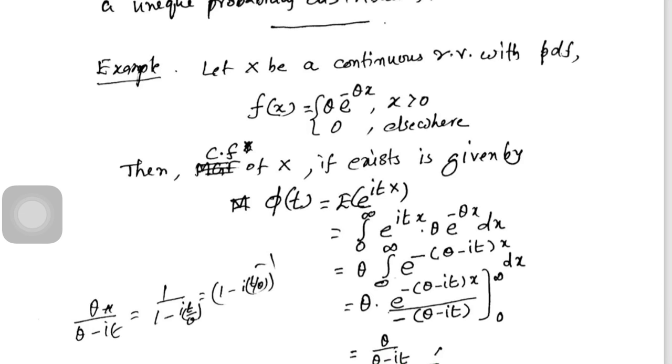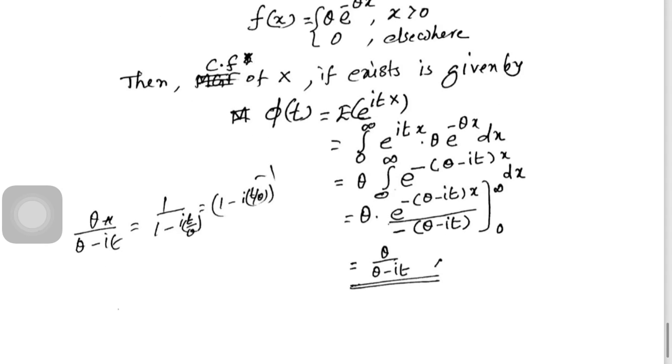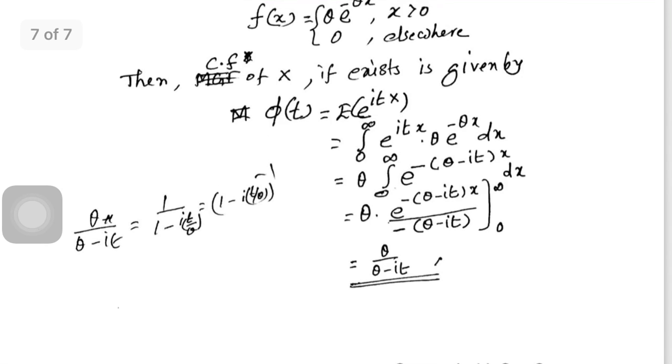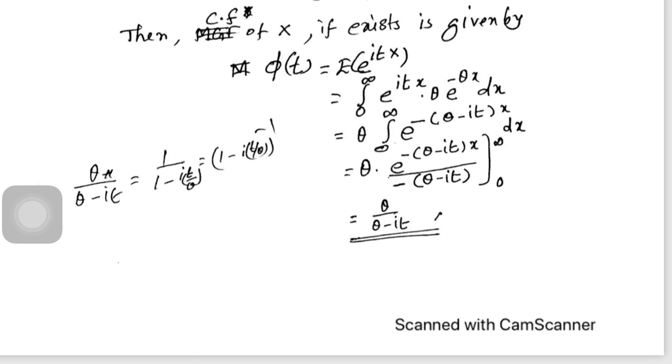The characteristic function of X is given by phi of t, that is equal to the expectation of e to the power of itX, the integral from 0 to infinity of e to the power of itx theta e to the power of minus theta x dx. When you integrate this, you will see that it is equal to theta divided by theta minus it.